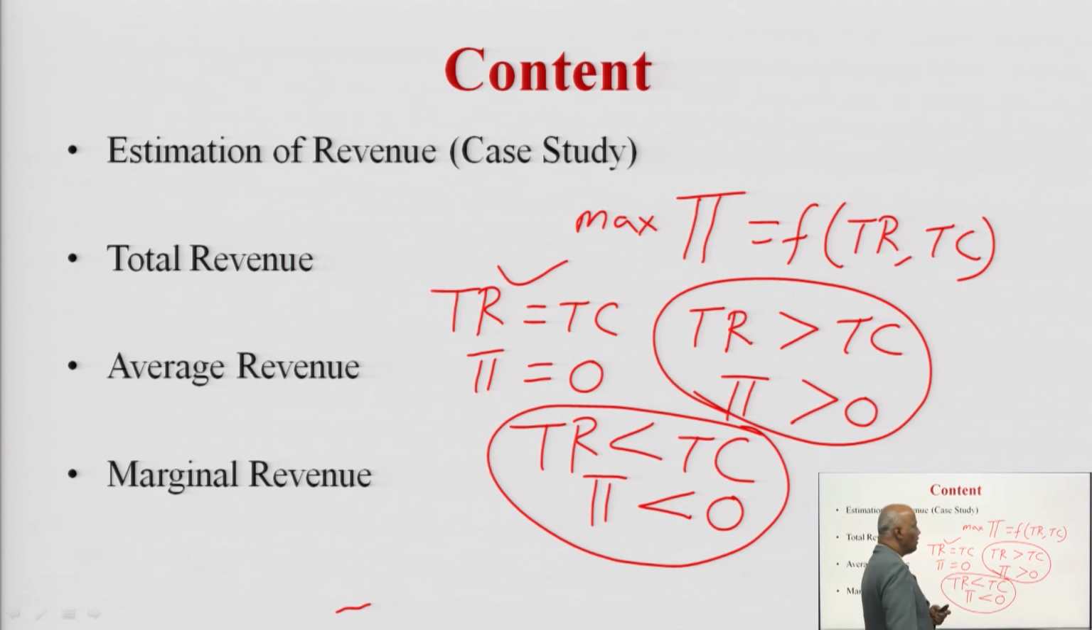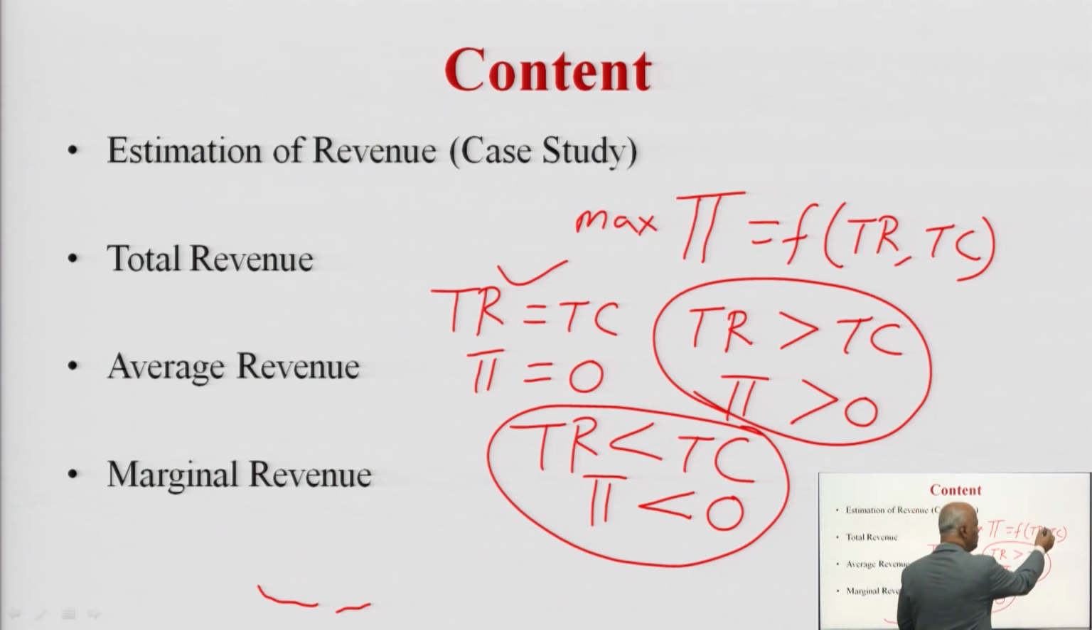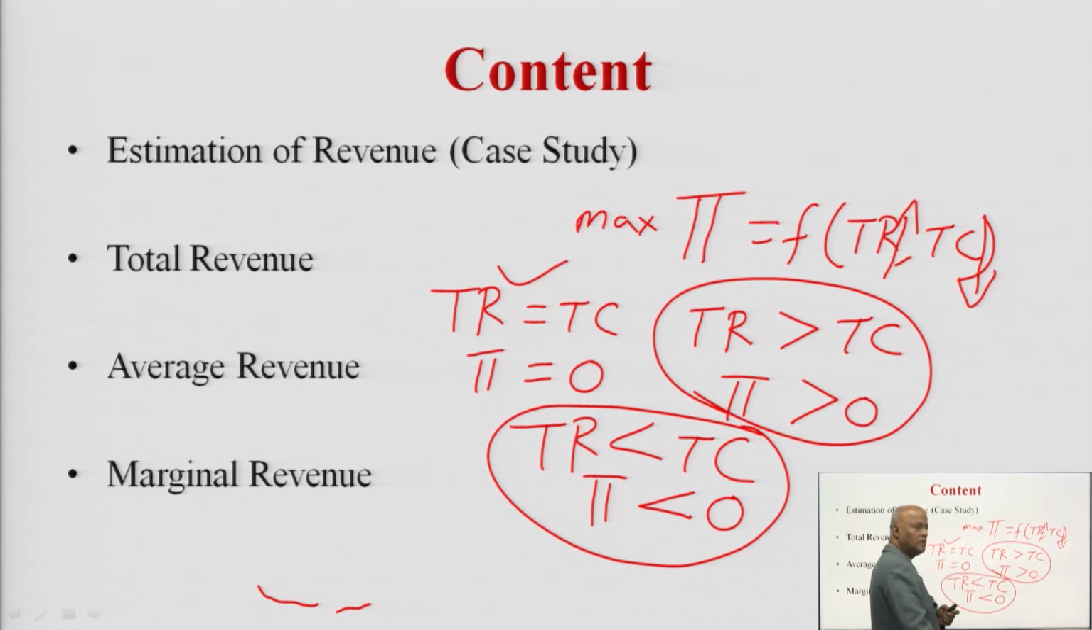Now, I have already defined that profit is a function of TR and TC. So, if profit has to be maximized, what do business managers need to do? They need to increase the total revenue figure and minimize the cost figure. If revenue is more compared to cost, then obviously there will be positive profit, and every business manager wants that.